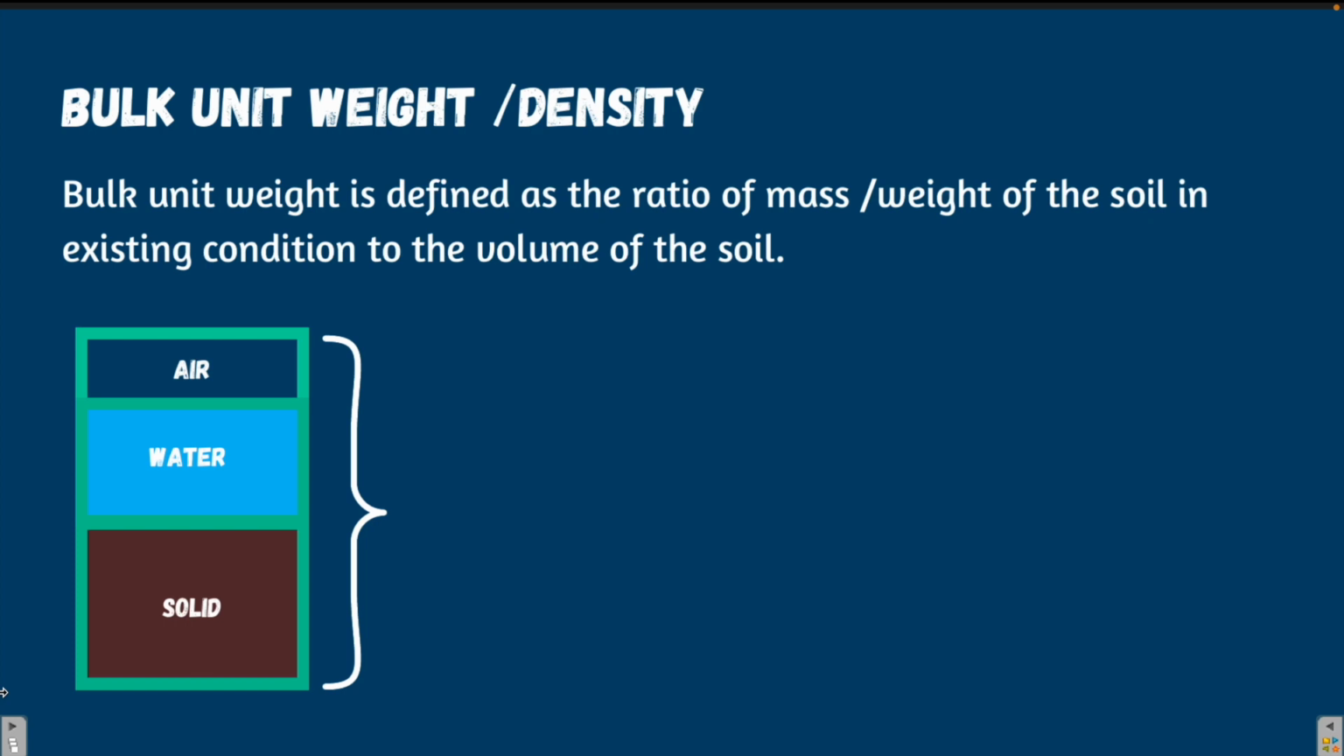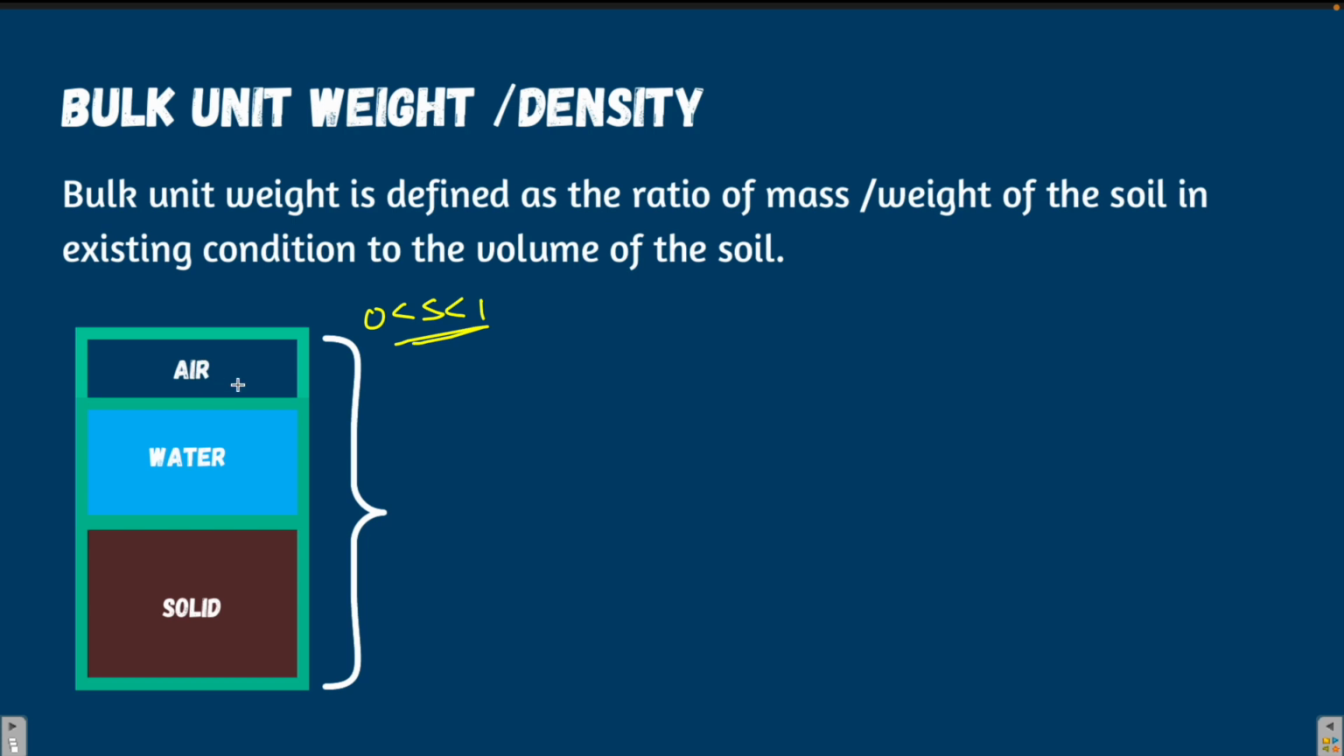Let's start with the bulk unit weight or bulk density. The bulk unit weight or density is defined as the ratio of mass or weight of the soil in existing condition to the volume of the soil. So this is the existing condition of the soil. The soil is partially saturated. That means degree of saturation is between 0 to 1, right? Because the air voids are also present.